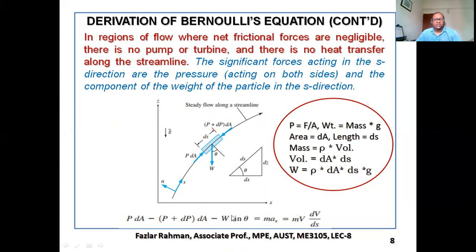Now this equation will simplify. We take out this sin θ. If you apply right over here, sin θ will be how much? Perpendicular divided by ds, right? dz/ds. And this W equals volume into rho into g. So what is the volume? Area into length. That means this is the volume. Multiply by g, multiply by rho.